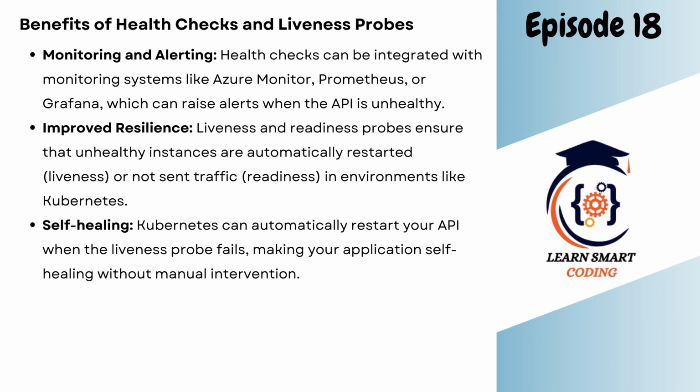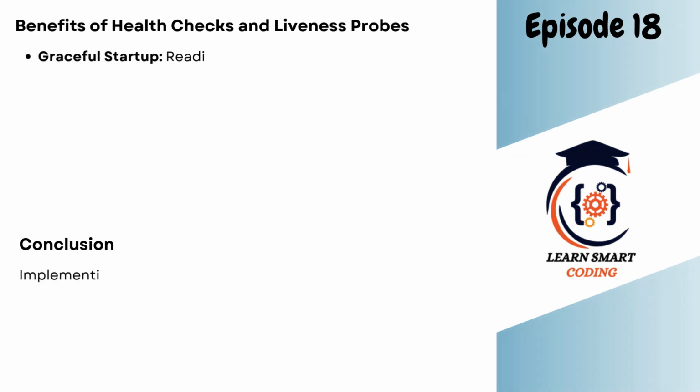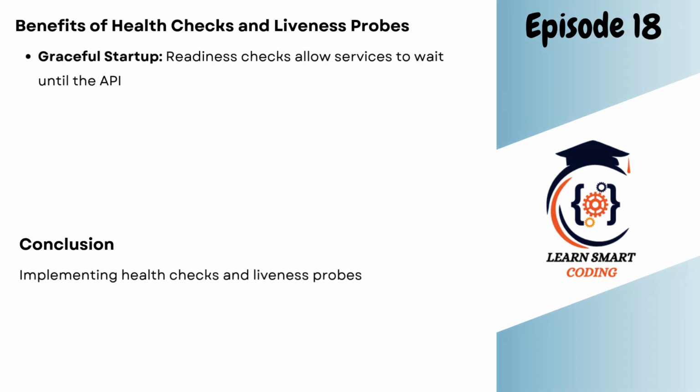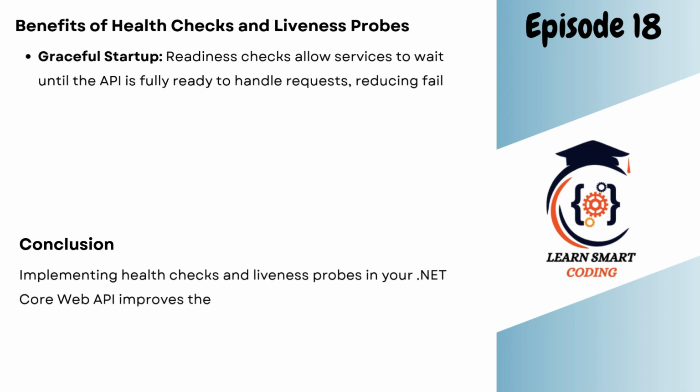There's something called self-healing. Kubernetes can automatically restart your API when the Liveness probe fails, making your application self-healing without manual intervention. And there are two more important things. One is graceful startup. Readiness checks allow services to wait until the API is fully ready to handle requests, reducing failures during startup. And the last one is better visibility.